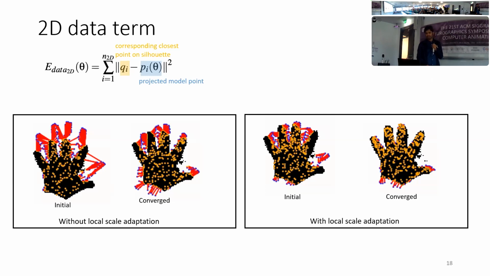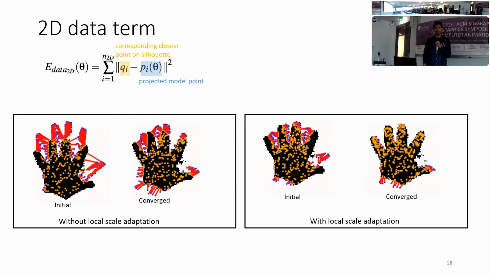Similarly, let's look at the 2D data term. This penalizes the projection of the model outside the silhouette of the depth image. Considering our earlier two scenarios, we observe a similar pattern here. That is, the correspondences are incorrect when the model is not adapted to the user's hand shape, and ICP fails, whereas it works better when the shape resembles that of the user's shape. Now, this reinforces the fact that a user-specific hand model is necessary for accurate tracking, and our local scale adaptation is one way to achieve this.